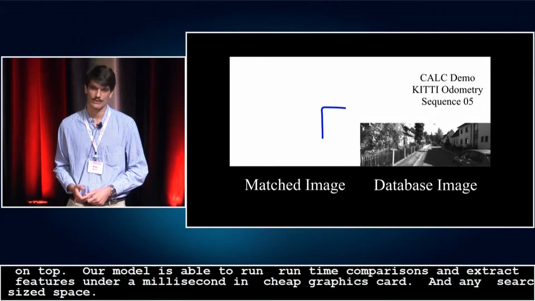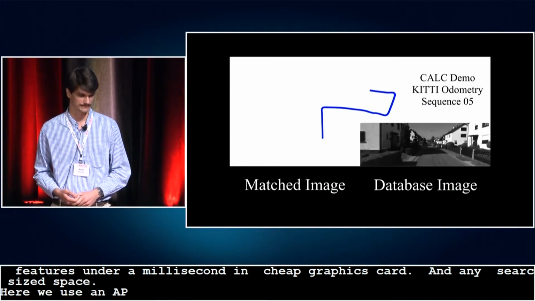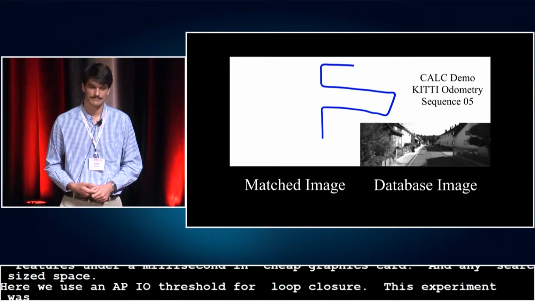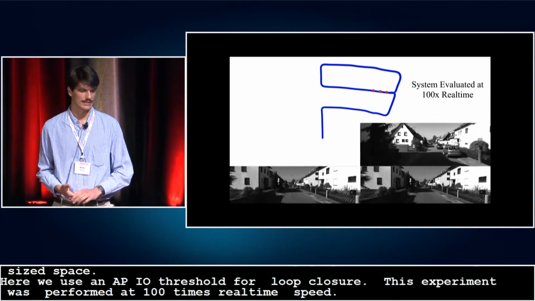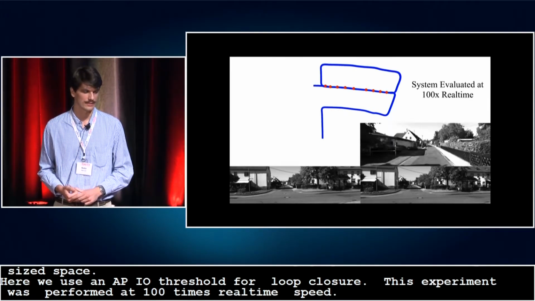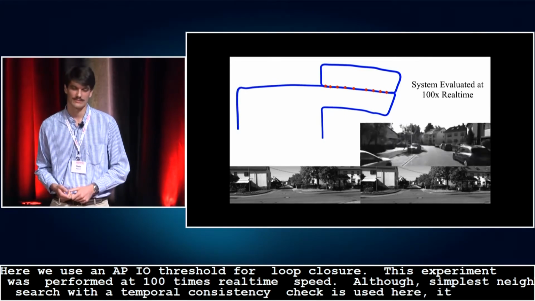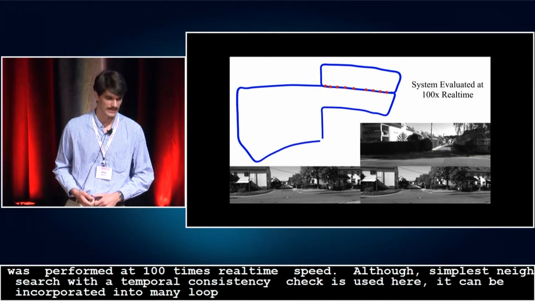Here we use an a priori threshold from another data set to perform faster than real-time loop closure. This experiment was performed at 100 times real-time speed. Although a simple nearest neighbor search with a threshold and a temporal consistency check is used here, our model can also be incorporated into many off-the-shelf CNN-based loop closure systems for an easy speedup with comparable accuracy.